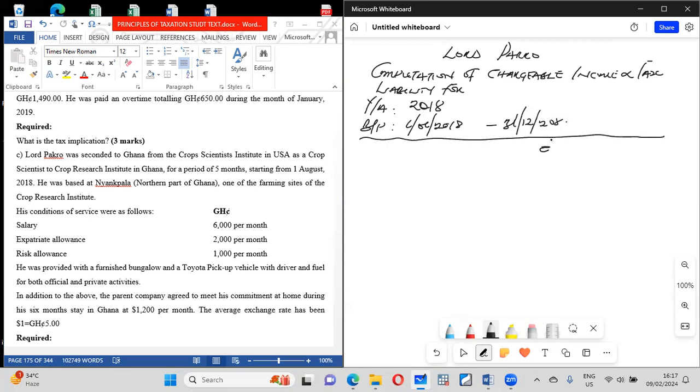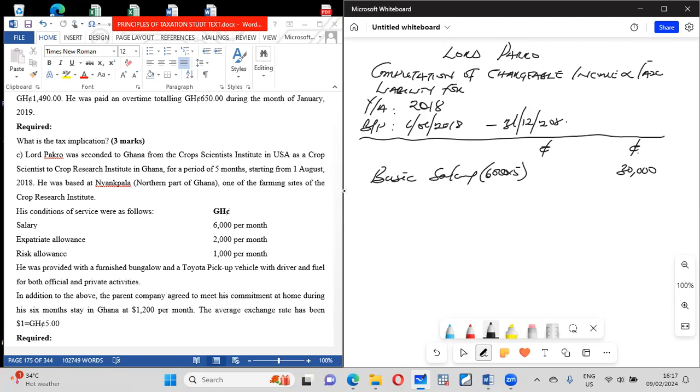Then you bring in your figures, your Ghana cedis. Now, we start with basic salary. What is the basic salary of the person? We are told that it's 6,000 per month. And how long did he stay here? 5 months, right? So we multiply by 5, and that is 30,000.